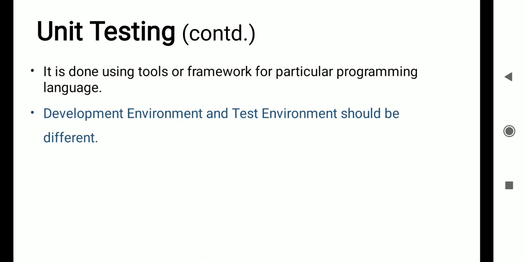Development environment and test environment should be different. The test environment is the environment where we test. Suppose there are two different servers or two different machines on which we have to perform testing, in web applications for example. Both configurations of the system should be the same, like if one has 8 GB RAM the other system should also have 8 GB RAM. The testing one and the development one both should have 8 GB RAM.